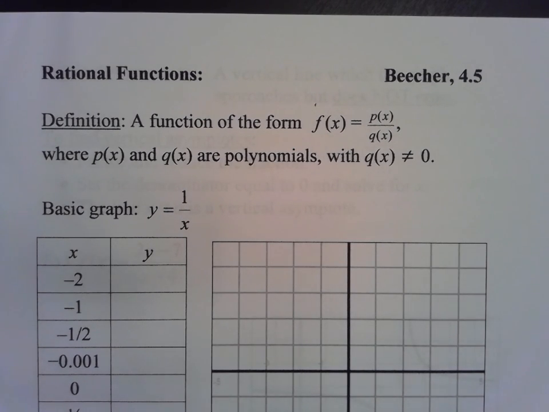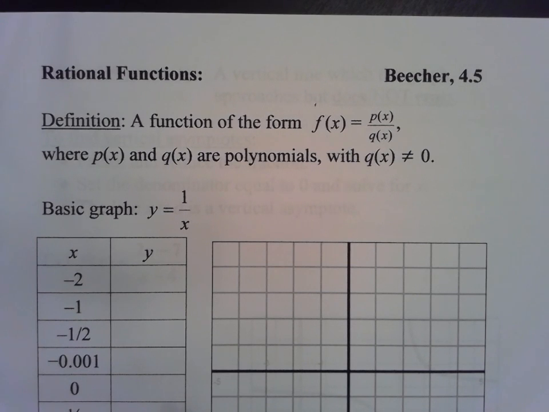It says a function of the form f of x equals p of x over q of x, where p of x and q of x are polynomials. So basically we're going to divide two polynomials and form a fraction. Anytime we form a fraction, mathematicians freak out a little bit about the denominator being 0. We can't divide by 0, so q of x cannot be 0.